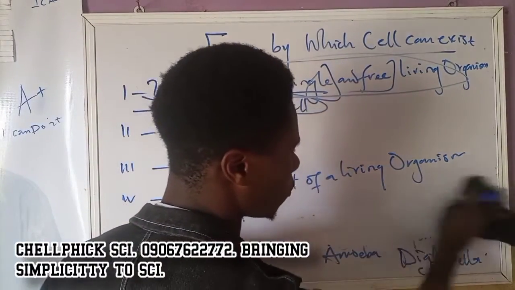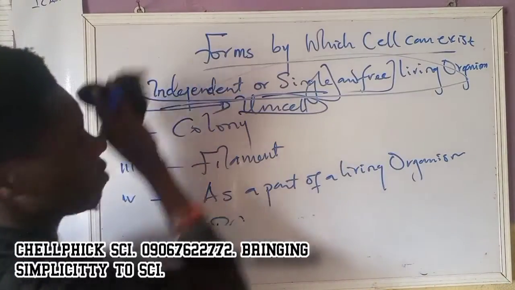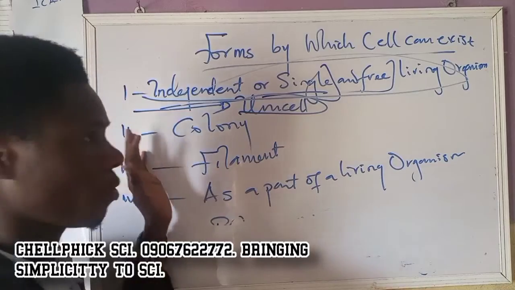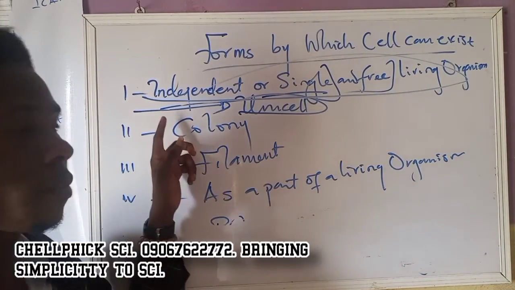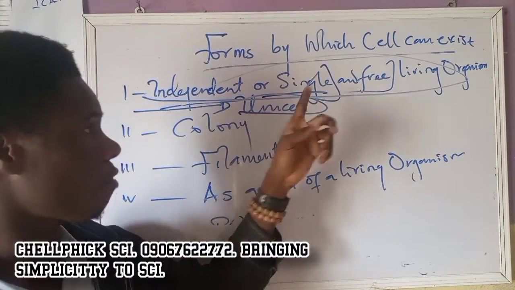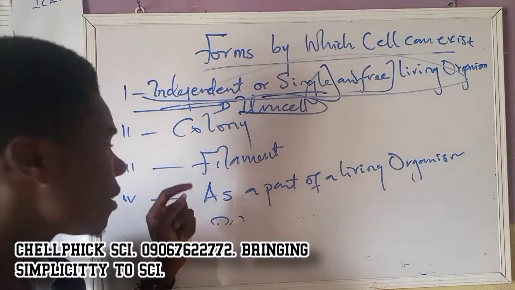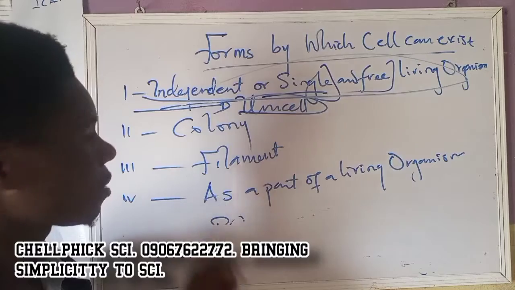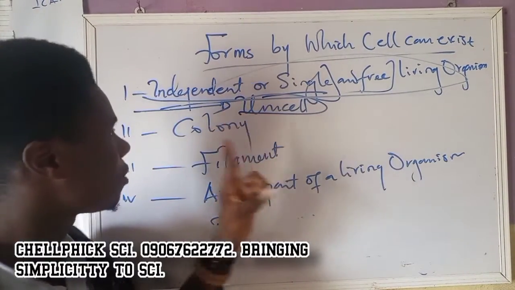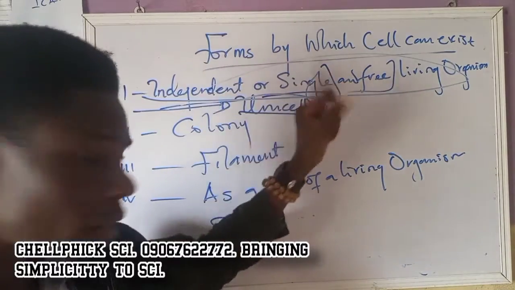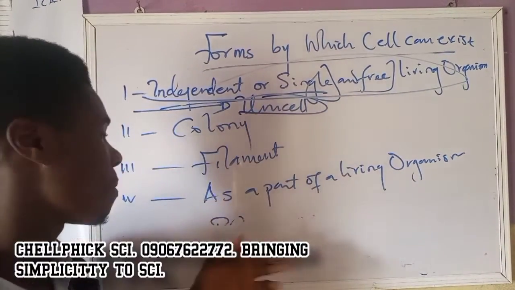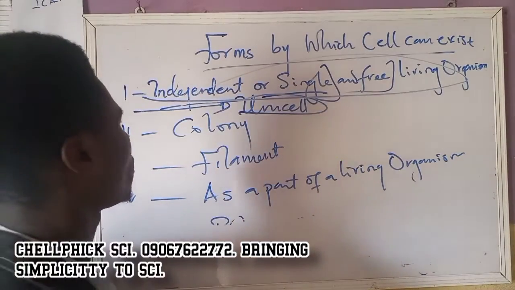All these are good examples of organisms that exist independently. Now, the next form by which a cell can exist is as a colony. If you want to write this, feel free to pause the video and write it down: independent or single and free living organism, colony, filament, part of a living organism. This is a WAEC past question, so you never can tell, you may be asked. WAEC repeats past questions.